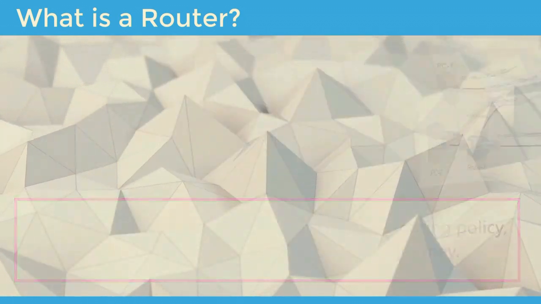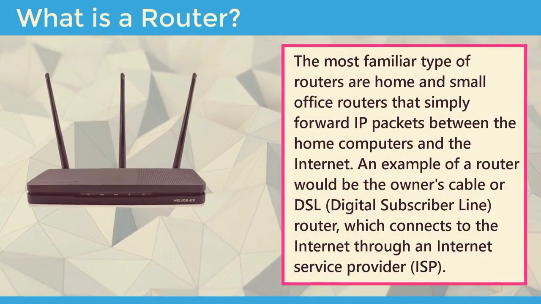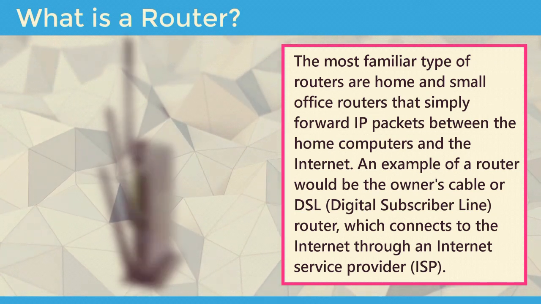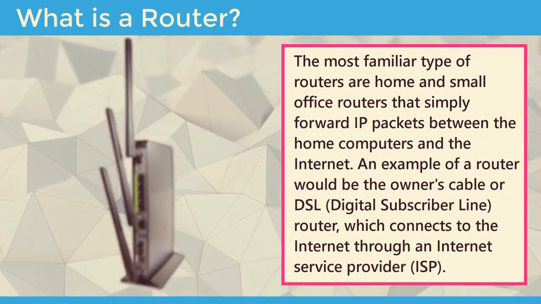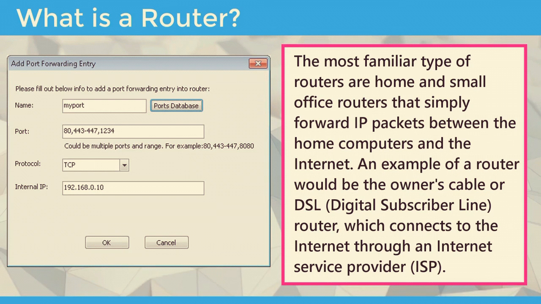journey. The most familiar type of routers are home and small office routers that simply forward IP packets between the home computers and the internet. An example of a router would be the owner's cable or DSL router, meaning digital subscriber line, which connects to the internet through an internet service provider (ISP).